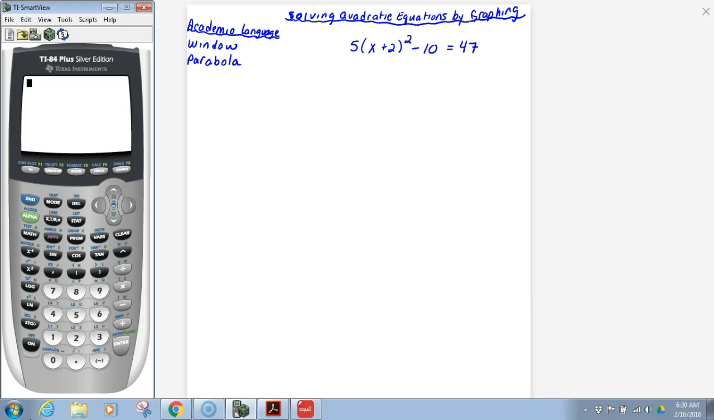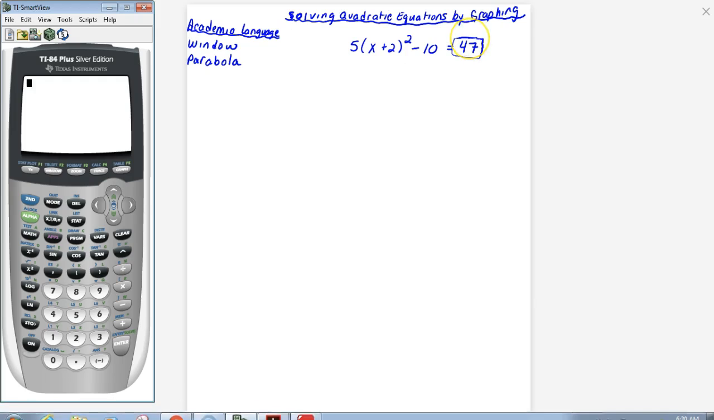Some academic language off the top of my head is the window, or the domain and range on the calculator. Parabola, which is the shape that the graph is going to make. And look at the graph that we're going to be graphing. This is kind of cool, you guys. 5 times (x plus 2) squared minus 10 equals 47. Now, let's say that you're not looking at the 47 right now, okay? Let's say that we're just looking at this side.